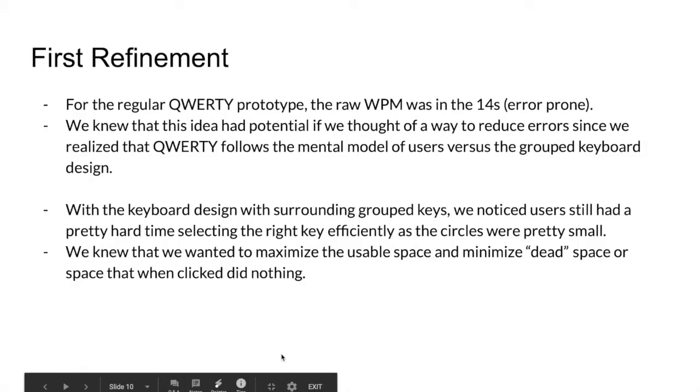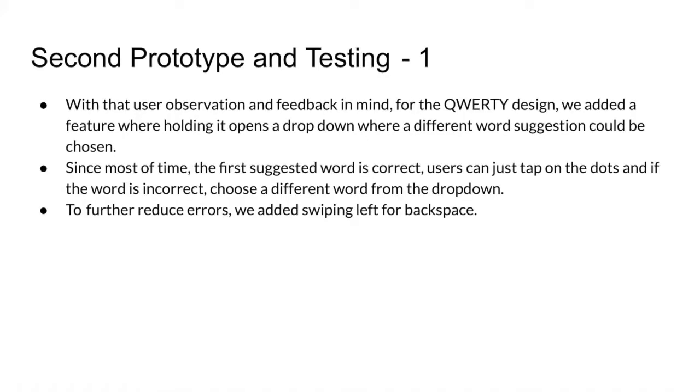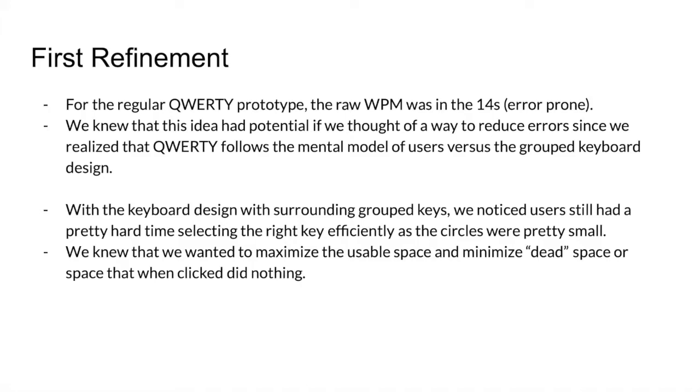Our prototype's raw words per minute was in the 14 range, but error prone. We knew that this idea had potential if we thought of a way to reduce the errors, since we realized that the regular keyboard follows the mental model of users versus the grouped keyboard design. And with the keyboard design with surrounding grouped keys, we noticed users still had a pretty hard time selecting the right key efficiently, as the circles were pretty small.